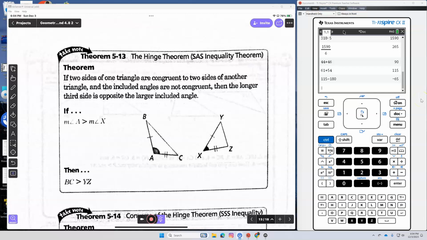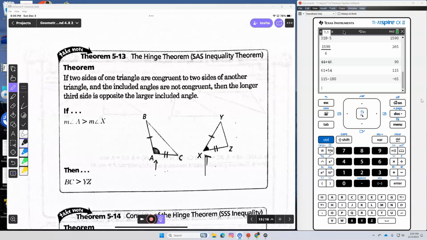We're talking about the hinge theorem, and if I had to summarize this, it kind of works like a hinge. The concept: you have two triangles, this side is congruent to this side, and this side congruent to this side. So we have two sides that are congruent. It says if two sides of one triangle are congruent to two sides of another, and the included angles are not congruent, then the longer third side is opposite the larger included angle.